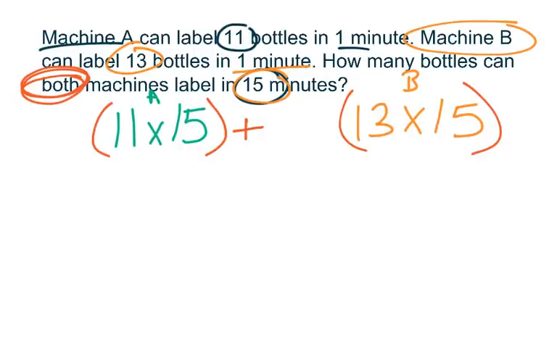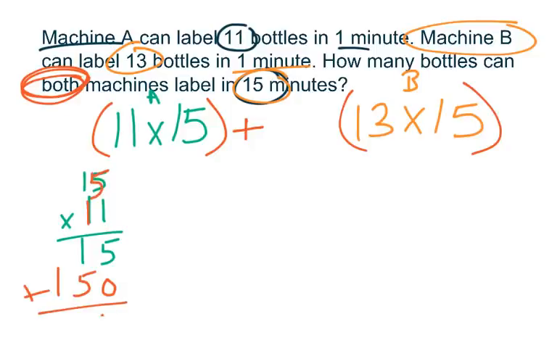So I'm going to use my regrouping method to multiply these, since that's the strategy I'm working on. 1 times 1 is 1, and I put down my placeholder. 1 times 5 is 5, and 1 times 1 is 1. I add these two pieces. It's nice when my numbers are little, and I end up with a product of 165 for machine A.